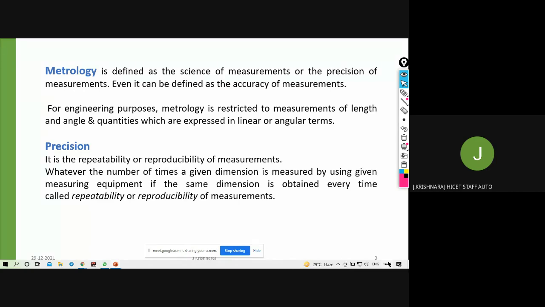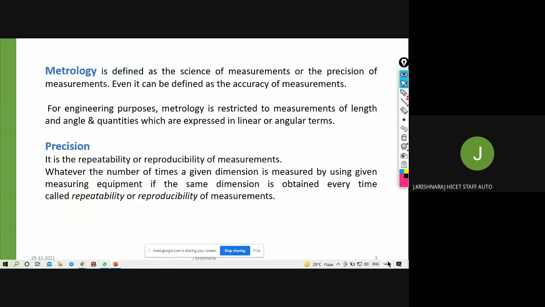Quantities in terms of weight, mass. Okay, so that is another thing. As in metrology and measurements, it is very important to know about the precision as well as the accuracy. Whether both terms are the same or not, it is entirely different. Precision and accuracy are entirely different, so that comes under metrology and measurements.